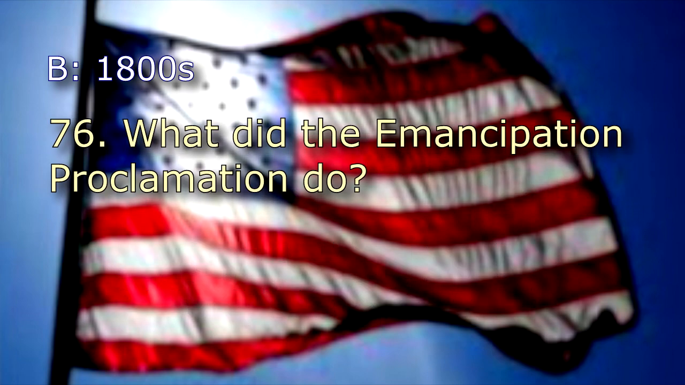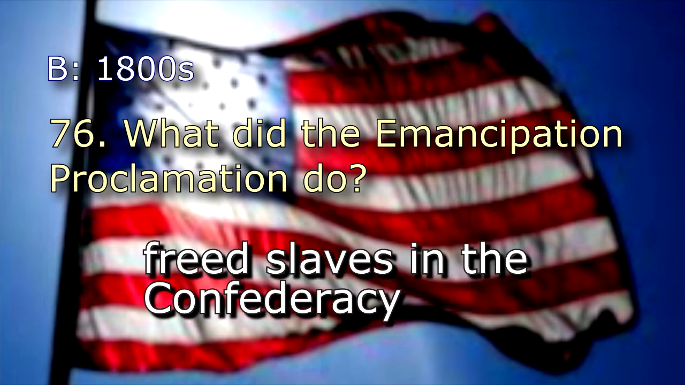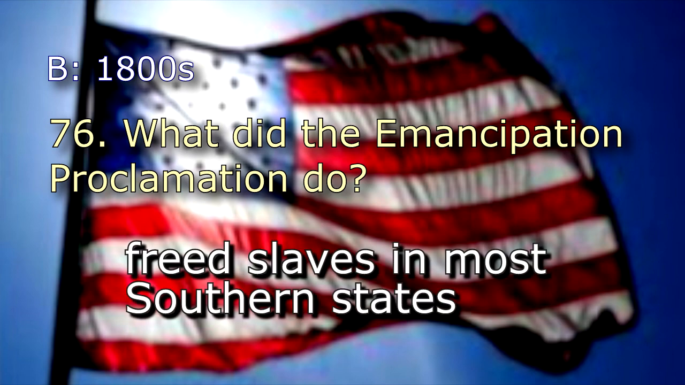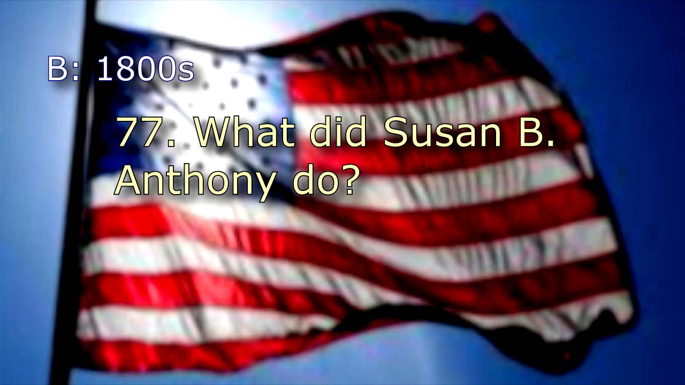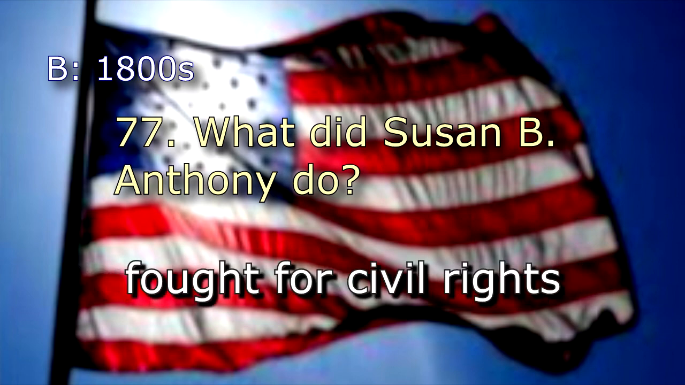76. What did the Emancipation Proclamation do? Freed the slaves. Freed slaves in the Confederacy. Freed slaves in the Confederate States. Freed slaves in most southern states. 77. What did Susan B. Anthony do? Fought for women's rights. Fought for civil rights.